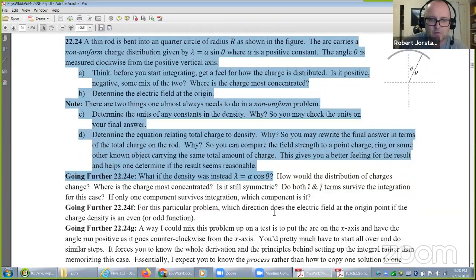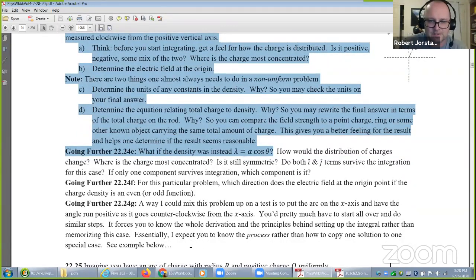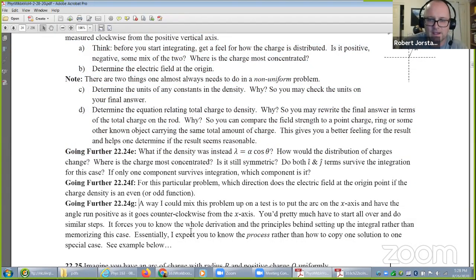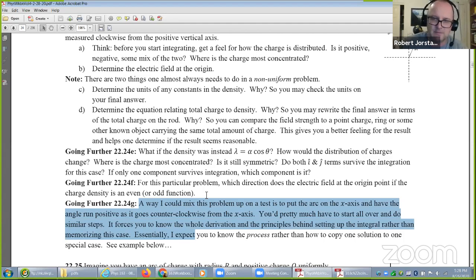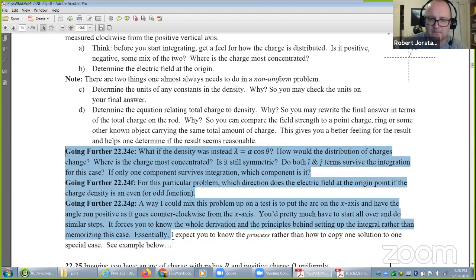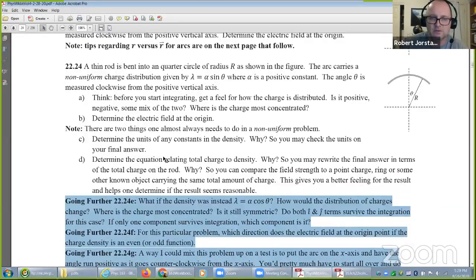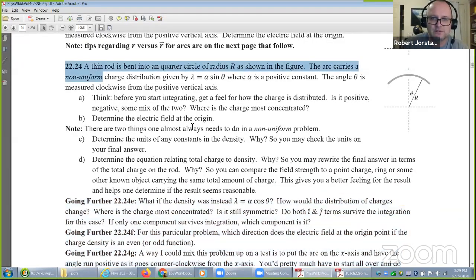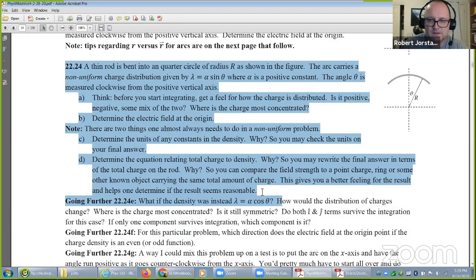Now, you can see that this one has a lot of going furthers. The going furthers are ways that I just say, oh, let's think about how it changes. So these going furthers are pretty important. Do not skip over them, all right? But let's start with the basic problem, 22.24.